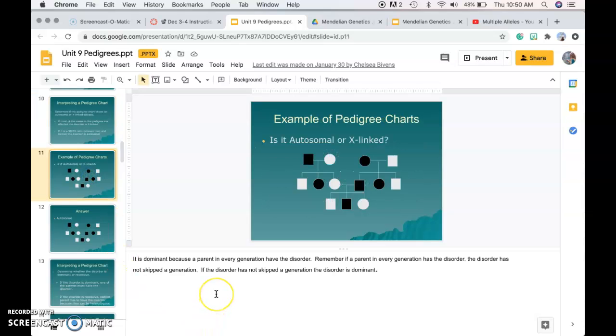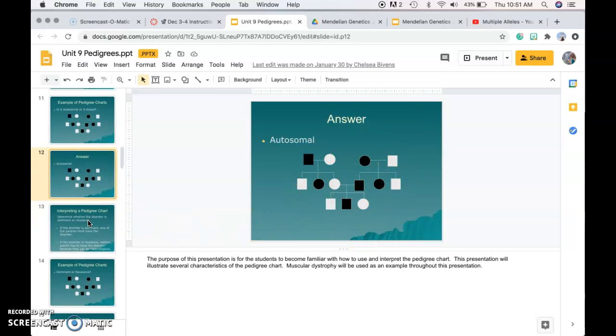So if we look at this, are we looking at an autosomal or an X-linked trait? So I count 1, 2, 3 men with it and 1, 2, 3 women. Because it's 50-50, this is probably going to be autosomal, which it is on the next slide.